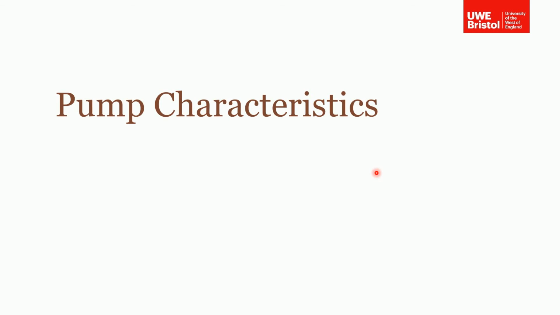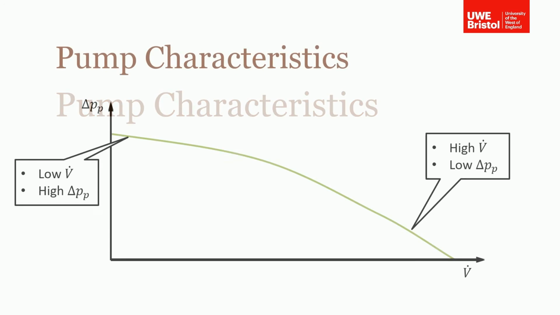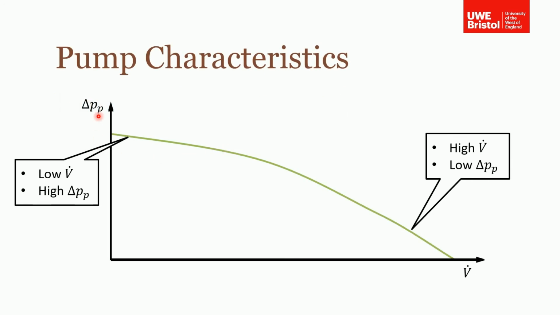In this section I'm going to talk about the pump characteristics. Okay, so this shows a typical graph of the pump characteristics, and it's plotted on the axis here. You can see that there's pressure rise from the pump on the y-axis and volumetric flow rate on the x-axis, and the green line here shows the pump characteristics.